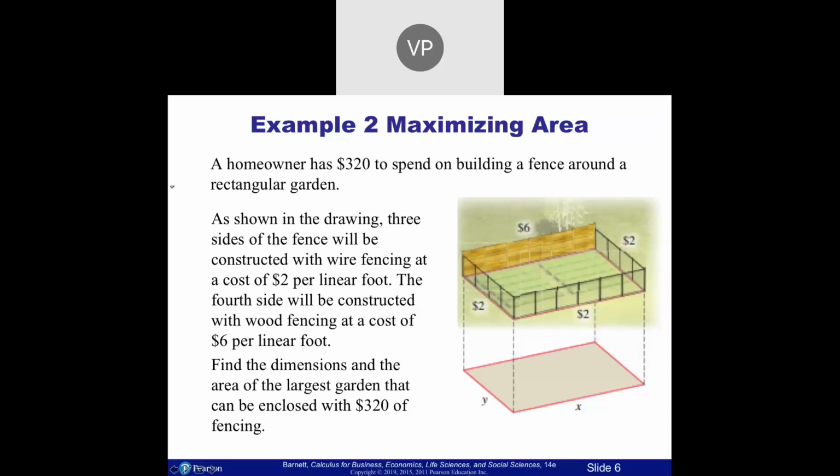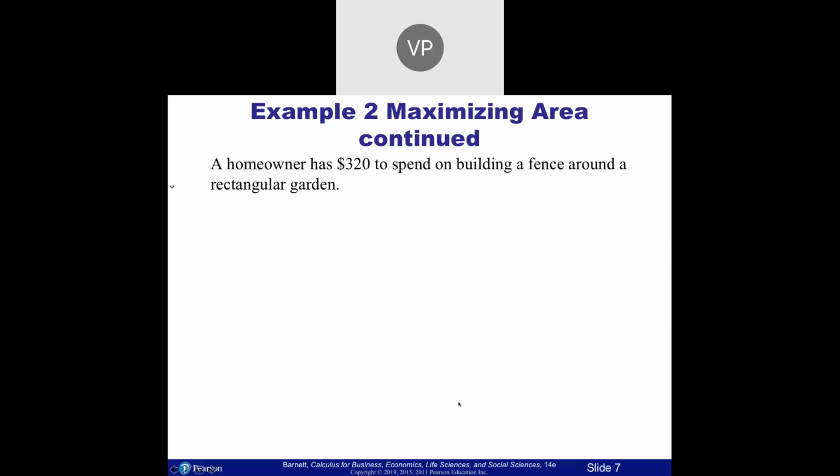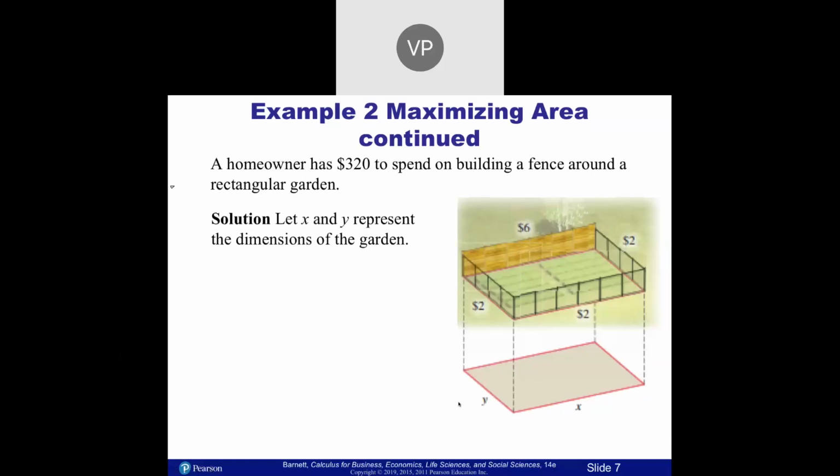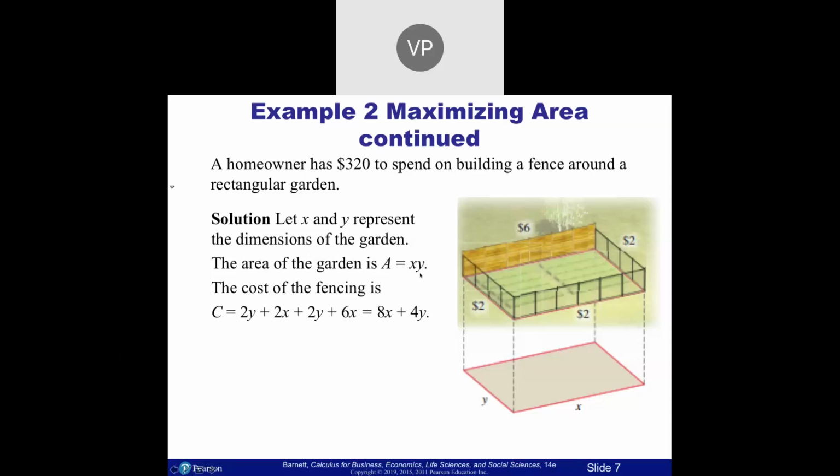The first thing is they're assigning variables. Let's call this X and this Y. So now there's your X and your Y, and the area of the garden. If you're trying to maximize the area, which the question is asking, you need an area formula. Don't worry if it has a bunch of variables. Let's just get a formula right there. So we have area equals X times Y. That's our base formula. Now we have to figure out how this fencing cost works.